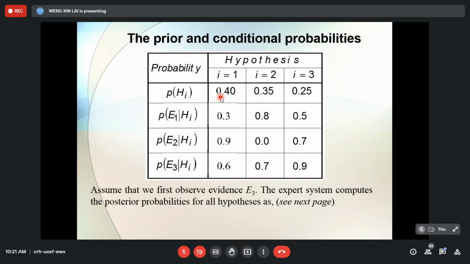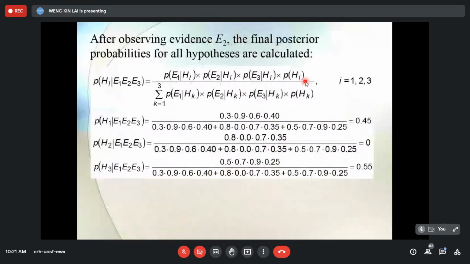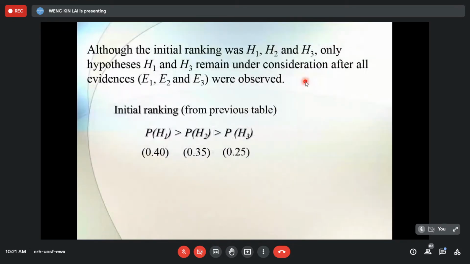Probability, right? Probability of it happening. So it's actually H1 is the highest, 0.4, and then H2, which is more than H3. So 0.4, 0.35, 0.25. So it's H1, H2, H3. So that was the initial ranking from the previous table. And it's prior. It doesn't rely on any conditions. So this is the pure sort of probability, if I may say so. Another way of looking at it. So it's H1, H2, H3.